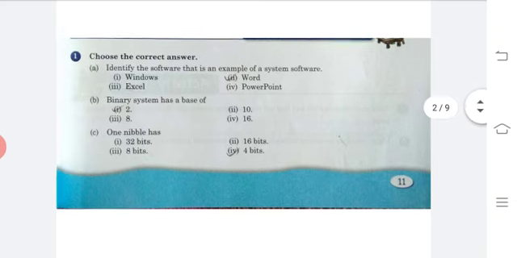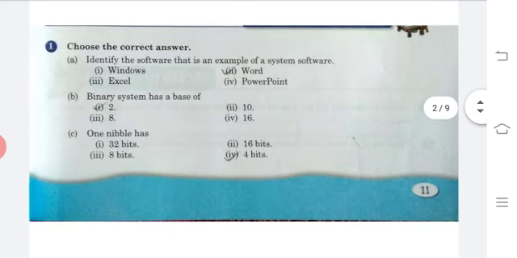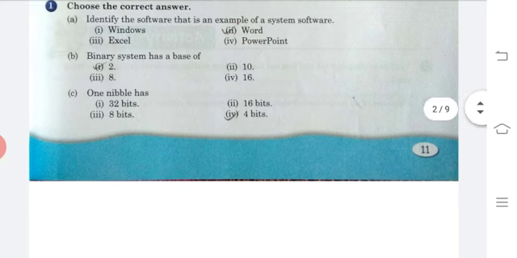Okay. Number 2, binary system has a base of. So the binary number has a base 2. So the correct answer is 1, that is 2. One nibble has 4 bits. So answer number 4.